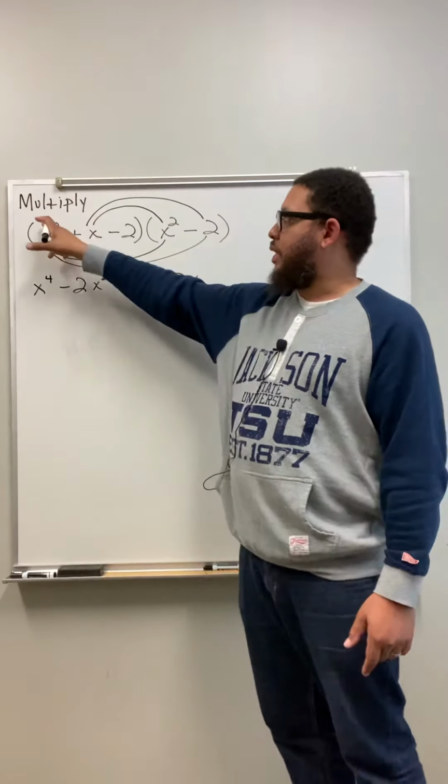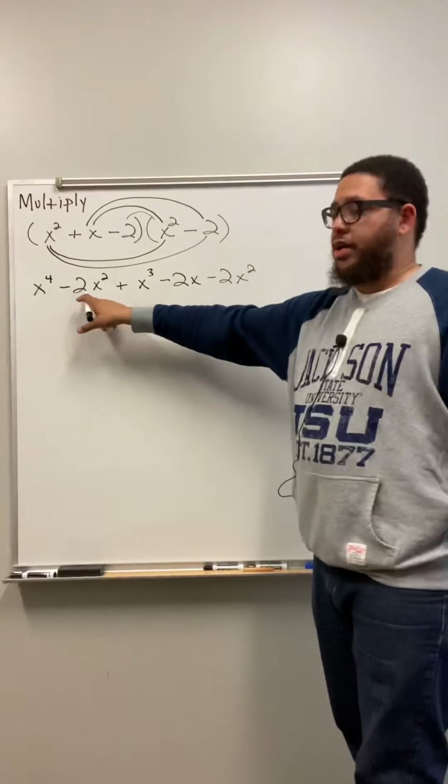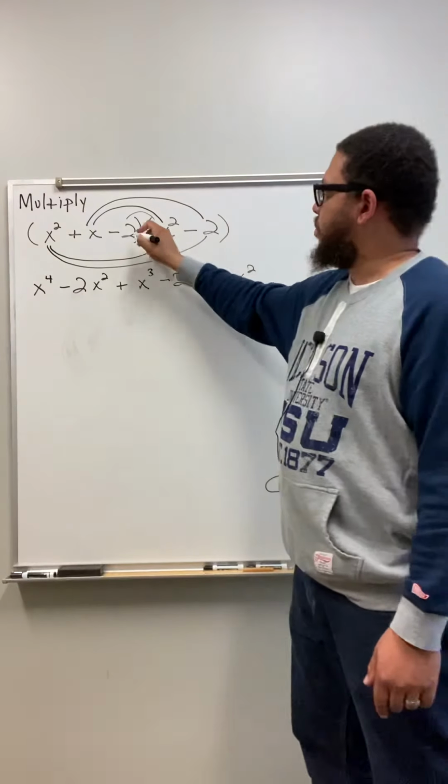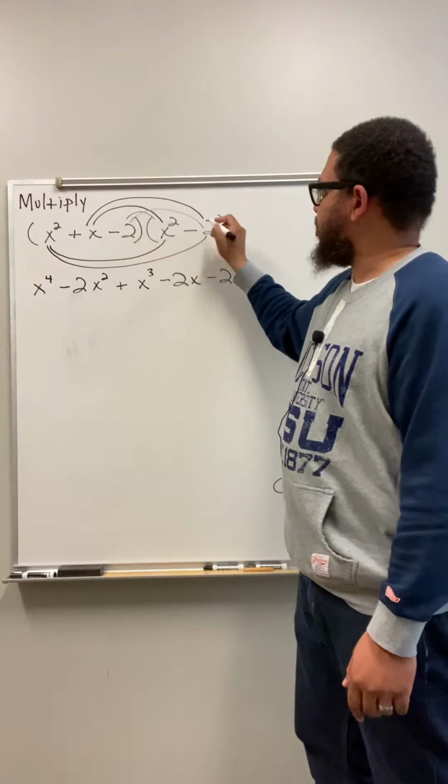Now I got to do the same thing with the negative 2. So now it's going to be negative 2 times x squared, which is minus 2x squared, like I had right here. And then it's going to be negative 2 times negative 2. Now, always remember, when you multiply two negatives, your answer is a positive.